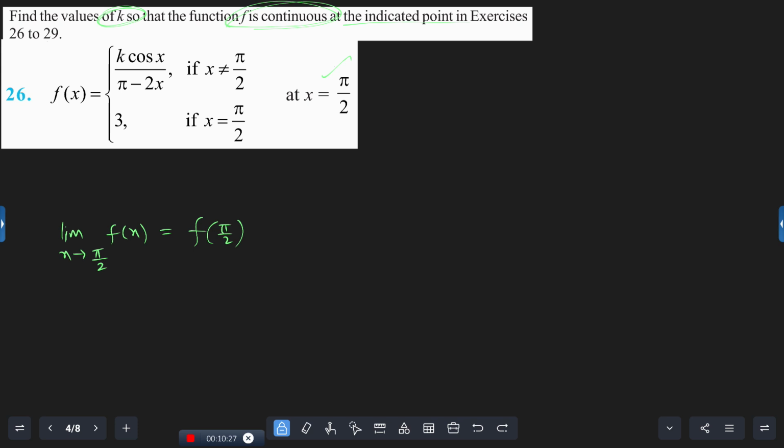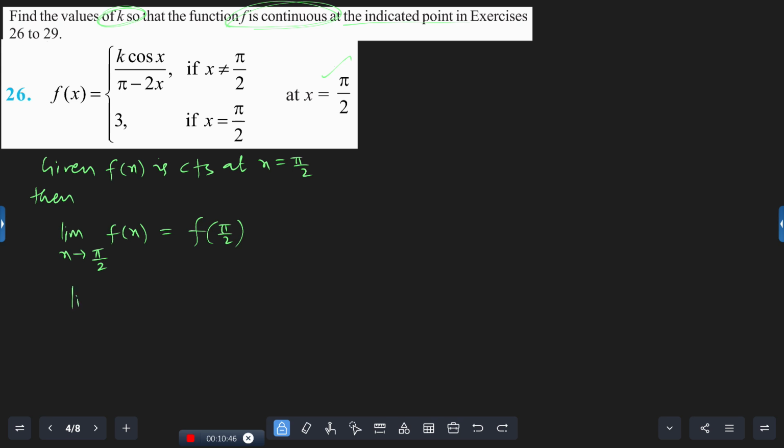When will this be equal? When f of x is continuous at x equal to pi by 2, which is given, then this is the meaning. You write this line. They said continuous, so this will be satisfied.